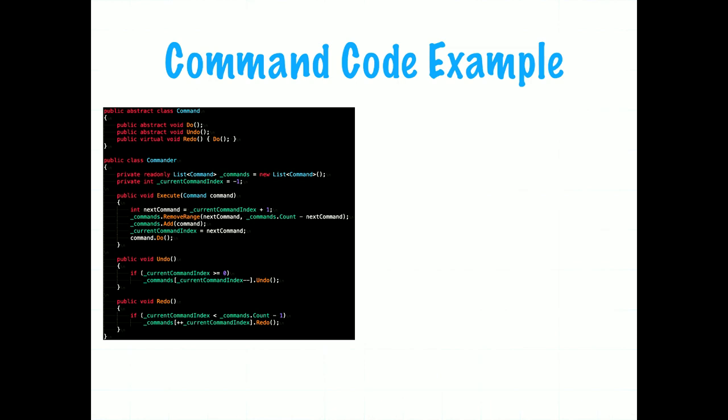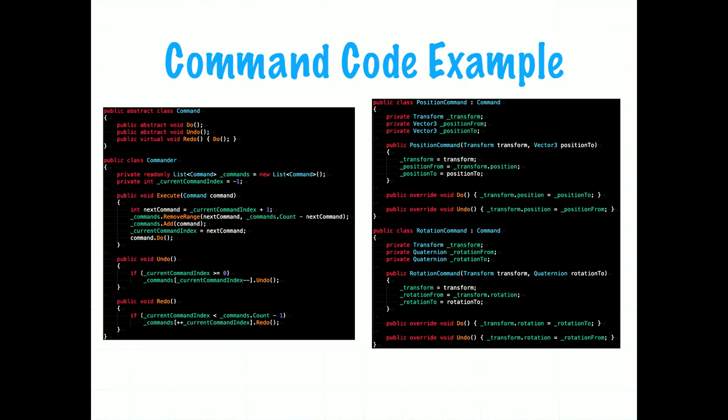To undo, all we do is, if current command index is greater than or equal to 0, call commands[current command index].undo. For redo, if current command index is less than commands.count - 1, we increment current command index and call redo. That's the whole thing, and that gives us all the functionality I just explained with the sequencing. All we have to do now is write our commands. We have position and rotation commands. It looks similar to what we had with tweens, but this time we're just doing equals. You could very easily do a tween here, which is what we do in Kansas City Shuffle.